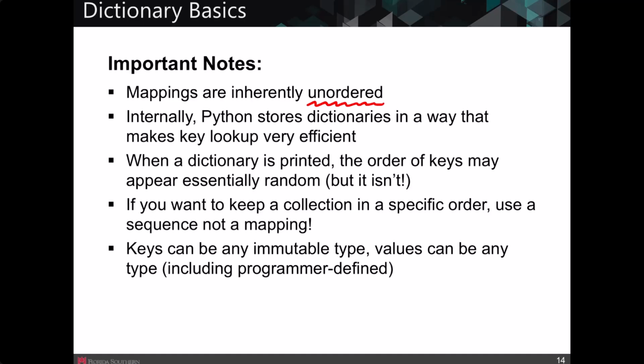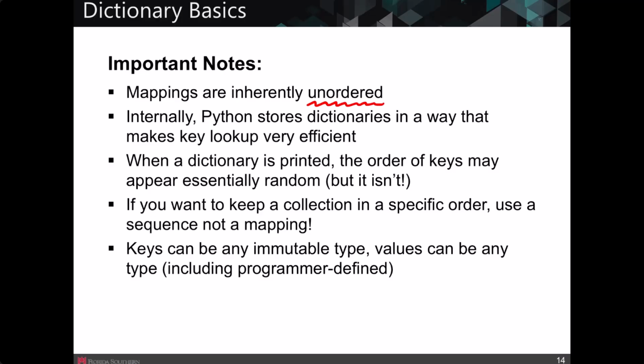And then the keys can be any immutable type. So keys could actually be numbers. They could be integer values, in which case the indexing would all of a sudden look very similar to a list, except those don't have to be sequential integer values. But keys can be any immutable type.